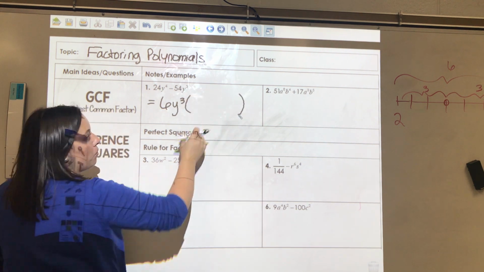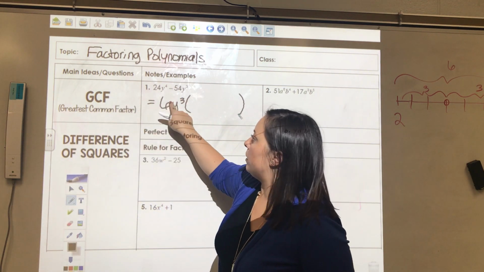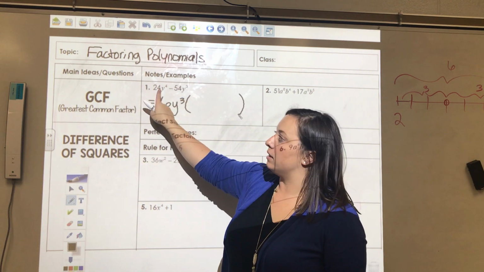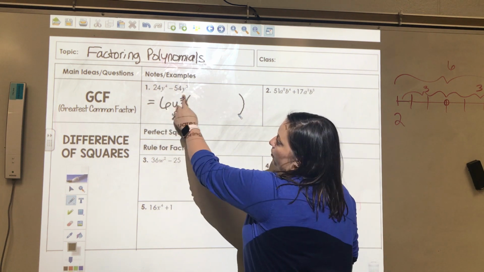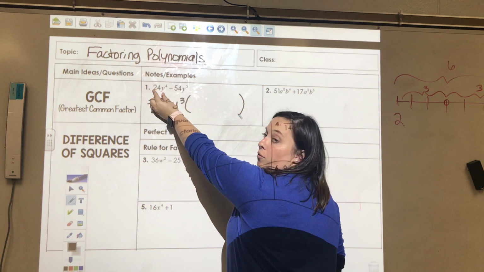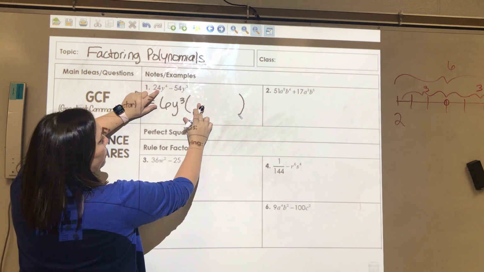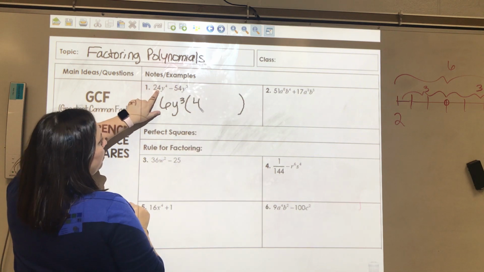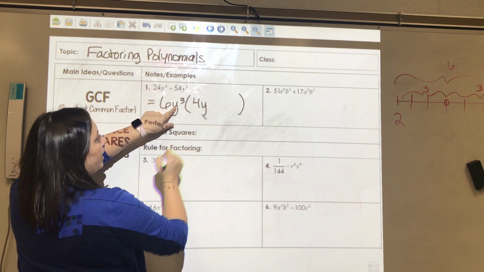So now we've got to figure out what goes inside here. The easiest way to figure it out is, well, I need to be able to distribute this to get these two. So let's start with the first term. I need to multiply this 6y to the third times this piece to get 24y to the fourth. Well, 6 times what gives me 24? 4. Y to the third times what gives me y to the fourth? Y to the first.